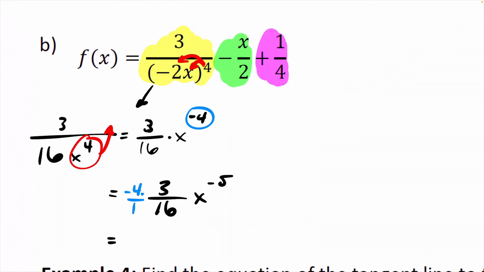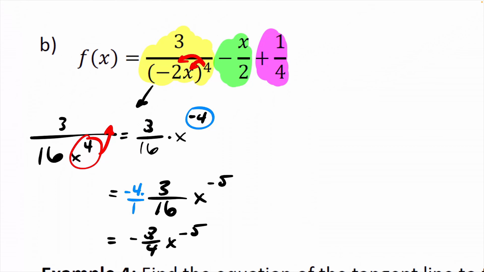So I get -12/16, right? What is -12/16 reduced to? -3/4? Yeah. -3/4 x to the -5. That's the derivative of the yellow. Now I got to do the derivative of the green.